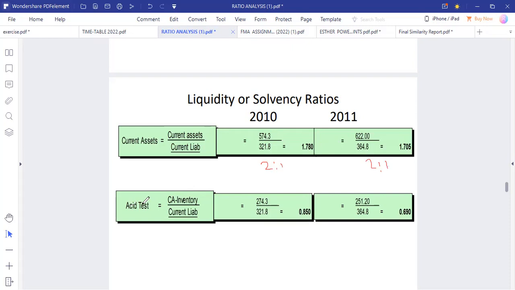Then the quick or the acid test ratio. Sorry, Collins, let me just take you back a bit. Sorry to interrupt. I'm a bit behind. How did you get that 2 to 1?